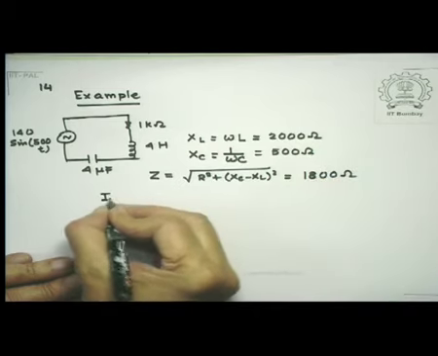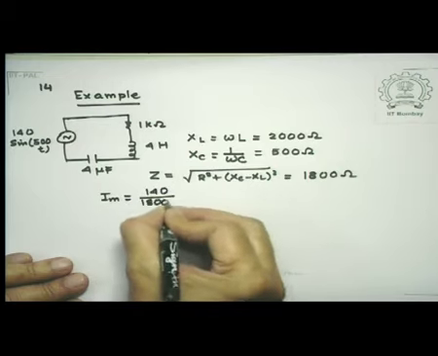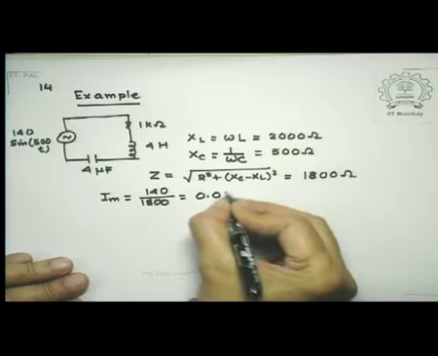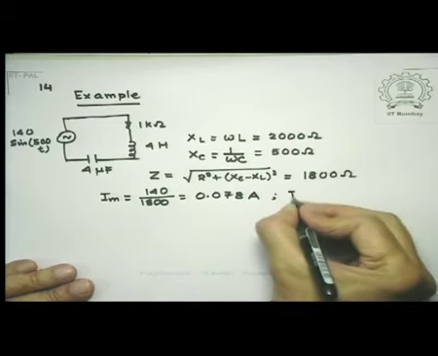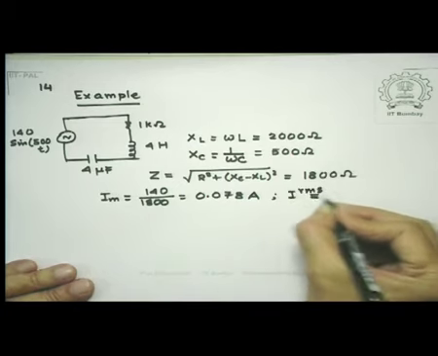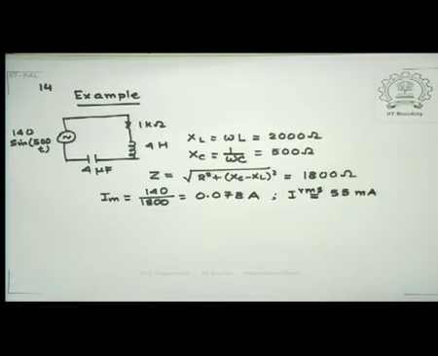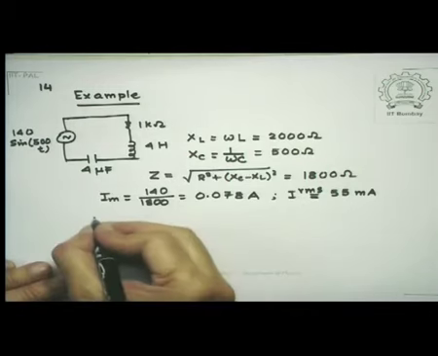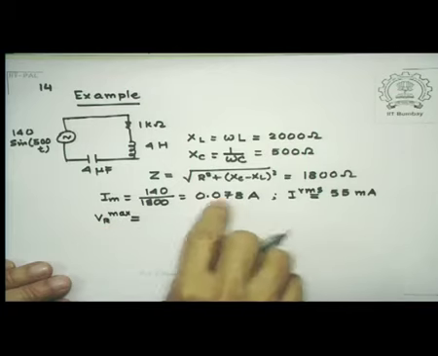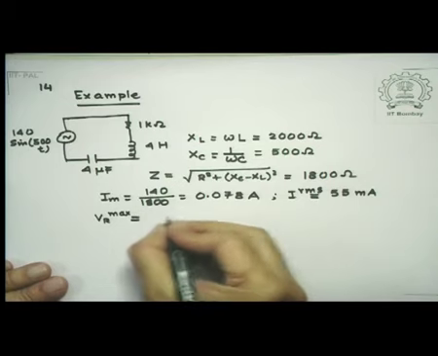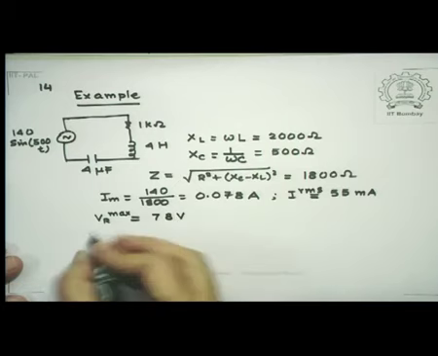So maximum current is 140 divided by 1800, which is equal to 0.078 amperes. RMS is obtained by dividing by square root of 2, which will work out to be 55 milliamps. Now repeat the same. How much is VR max? You have got IR already. I is this, R you know, and you will get, if you do it correctly, R is 1 kilo ohm, 78 volts. Simple arithmetic, I am not doing it.